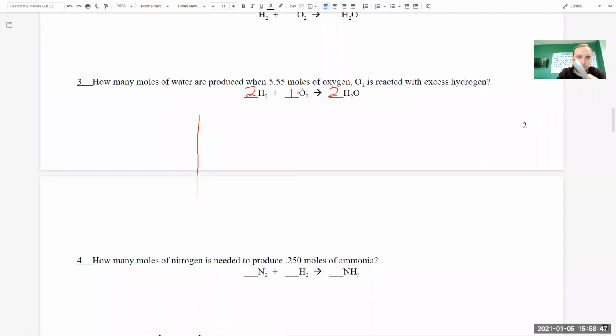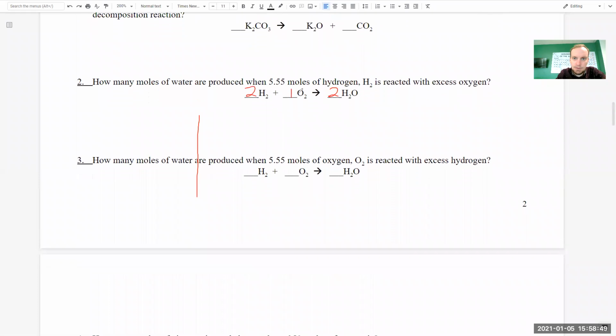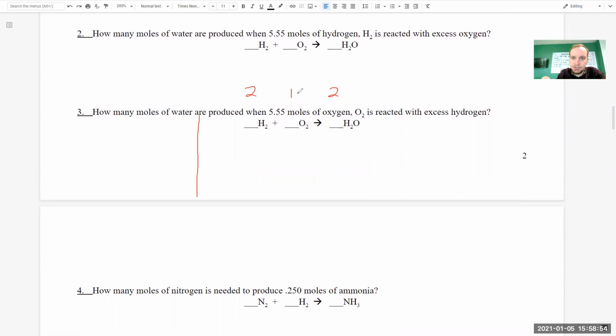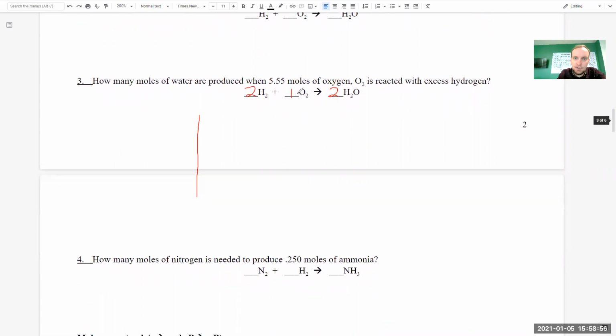Actually, number 3 looks exactly identical to number 2. And, oh, it's not. Okay. So the only difference, I'm sorry, is this is hydrogen, this is oxygen. So pardon me, I got a little confused there.